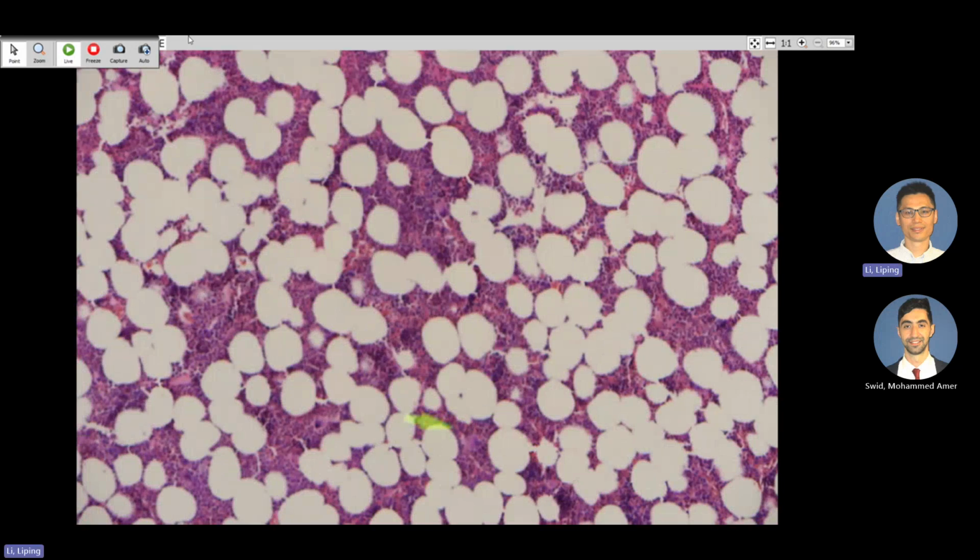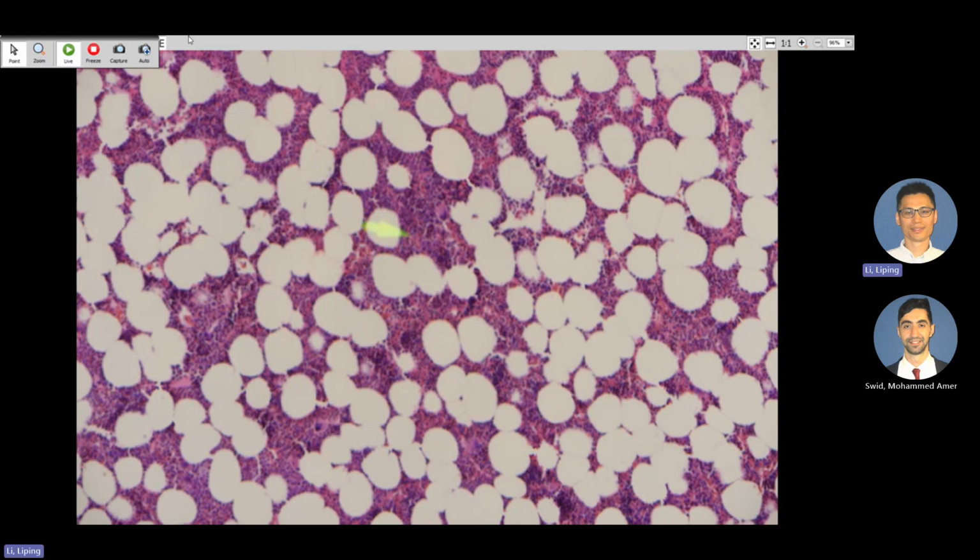Oh yeah. The megakaryocytes, and then we have this trilineage differentiation. The dark ones are the erythroid precursors, and then the paler ones are the myeloid differentiation. So this one is myelolipoma.